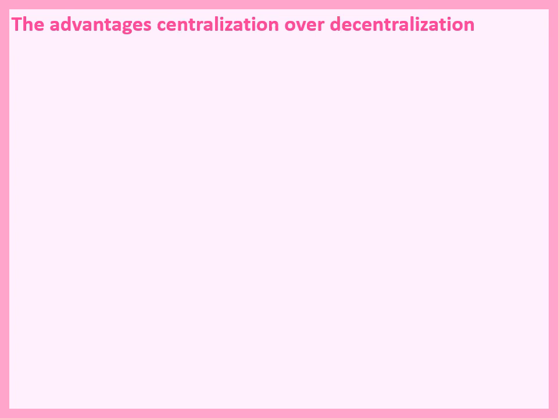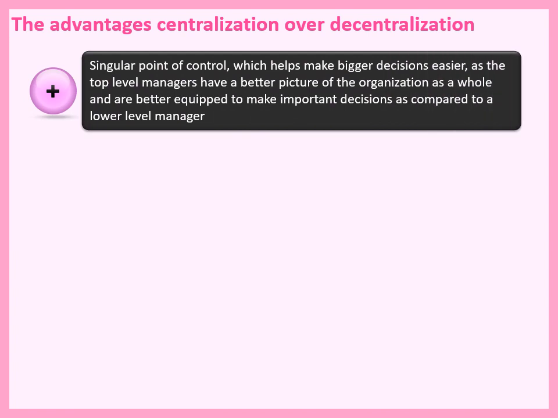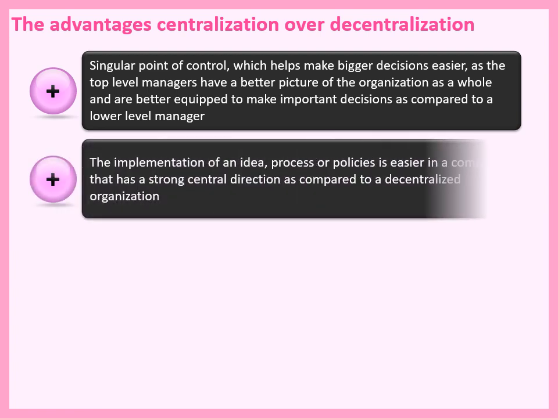The advantages of centralization over decentralization. Singular point of control, which helps make bigger decisions easier as the top level managers have a better picture of the organization as a whole and are better equipped to make important decisions as compared to a lower level manager. The implementation of an idea, process, or policies is easier in a company that has a strong central direction as compared to a decentralized organization.